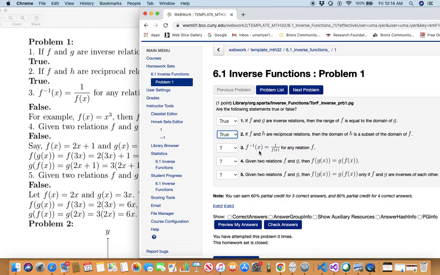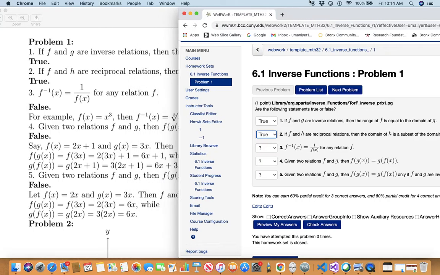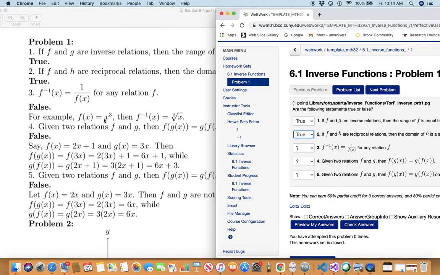Is f inverse of x equal to 1 over f? No, that is false. Inverse function is the reverse function. It is not a reciprocal function. For example, when f(x) is x to the power 3, f inverse is the cube root of x. It is not 1 over x cubed, it is the cube root. So inverse is different from reciprocal.